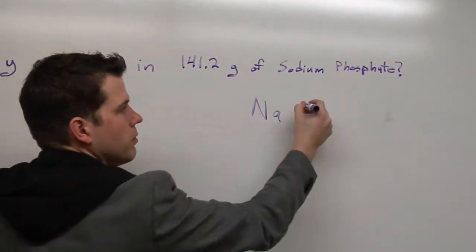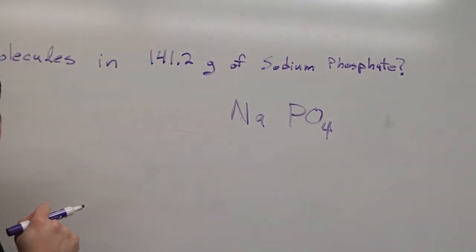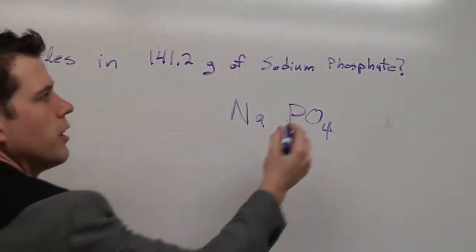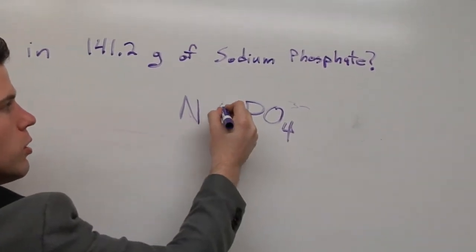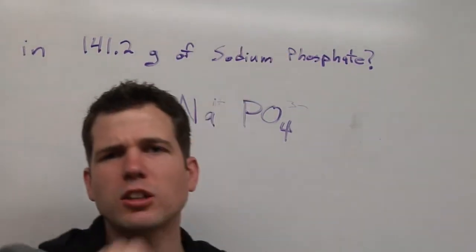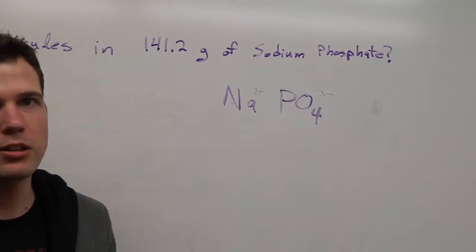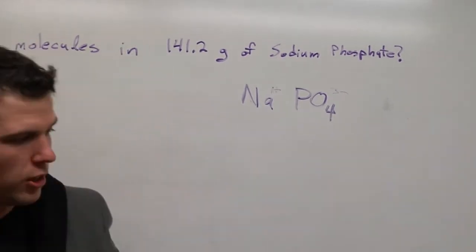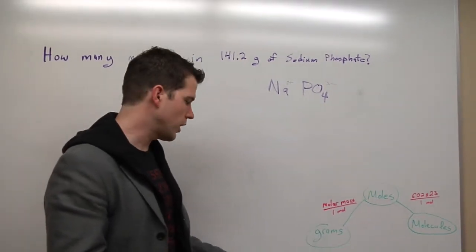Na for sodium. Our good friend PO4, the polyatomic ion, 3 minus for the charge. 1 plus, which means we do the crisscross disco dance. Take that charge, put it down low. Take that charge, put it down low, and do some disco while you're at it.